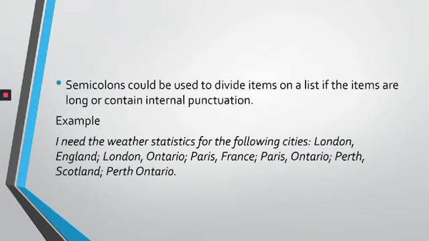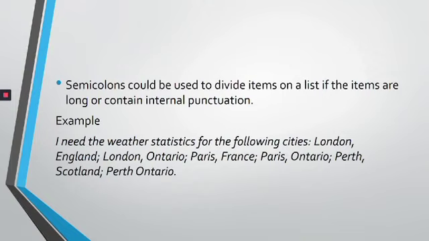Semicolons can be used to divide items on a list if the items are long or contain internal punctuation. So certain list items could contain internal punctuation, like the example we have here, and in such a case you will still have to differentiate between the list items. Let's look at it: I need weather statistics for the following cities: London, England. Now London, England is a list item on its own.